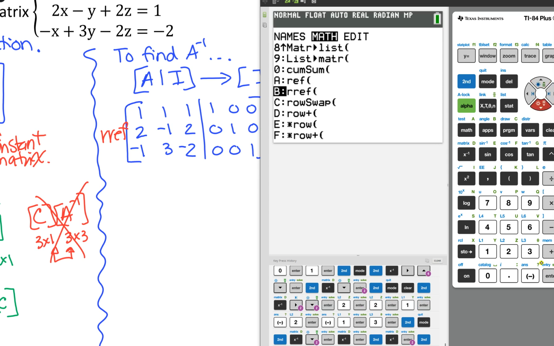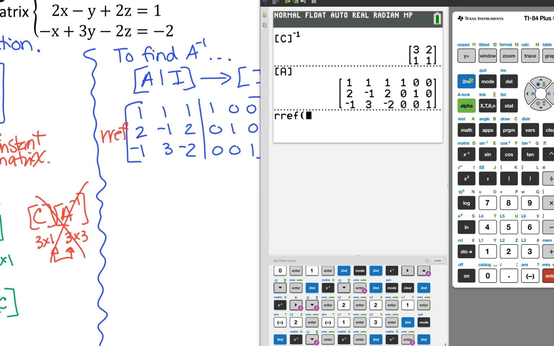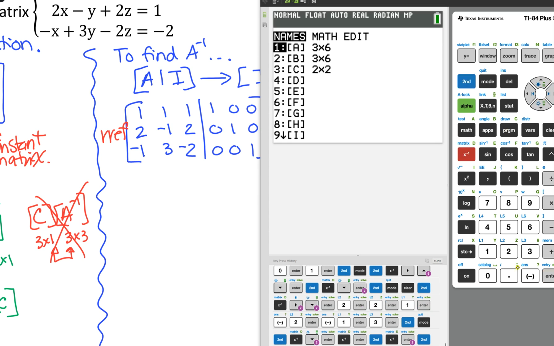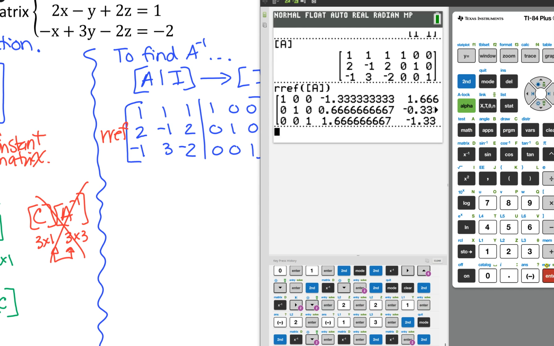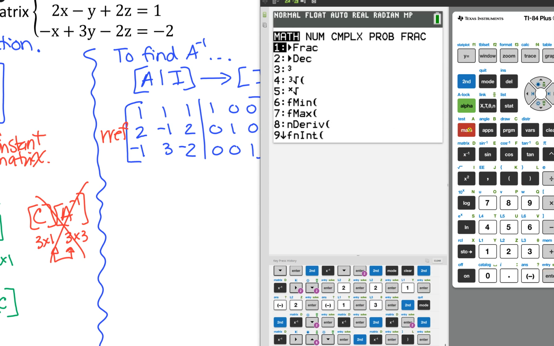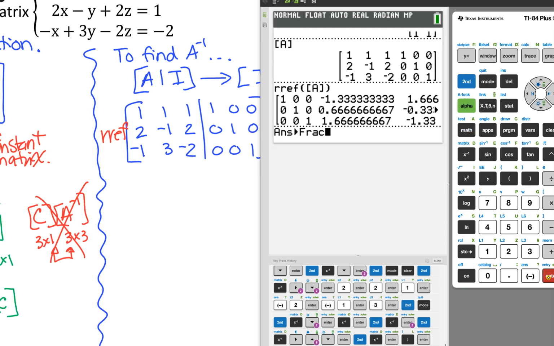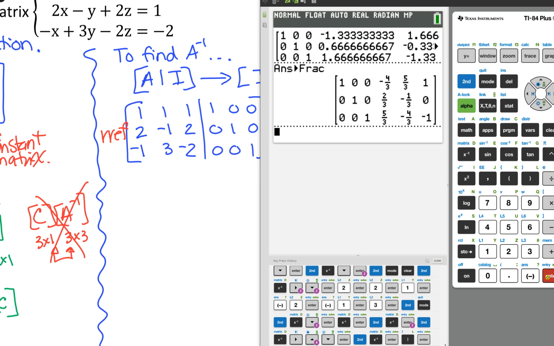So enter on reduced row, and I want matrix A, second matrix, and I want A, close my parenthesis just for good measure, and enter. Oh man, it gives me all these decimals. Well, my calculator can change my decimals to fractions, so just press the math key, and then you can see that it's changing it to a fraction. So press enter and it's changing that answer to a fraction. That looks much better. Okay, so now this is my answer, but I have to pull out what part of this is my inverse. So go ahead and write that down on your paper.